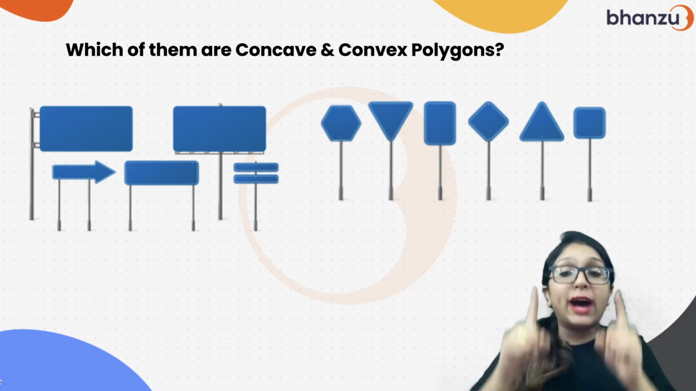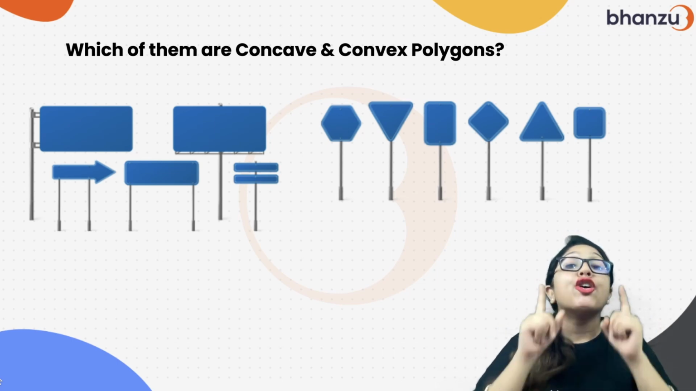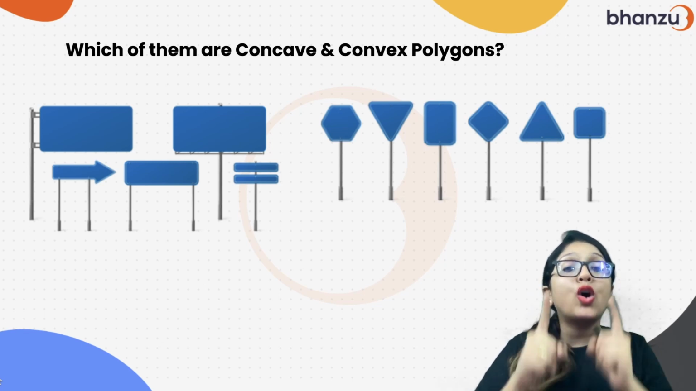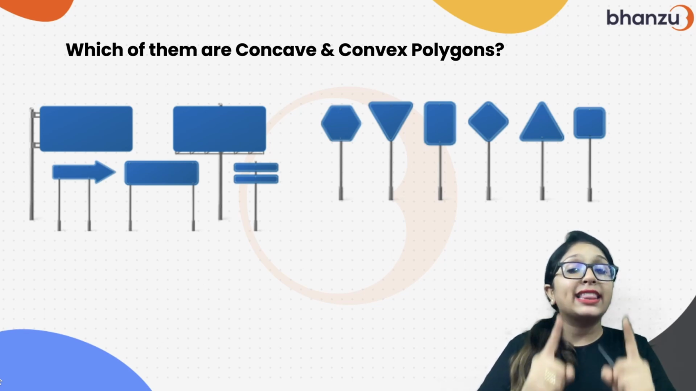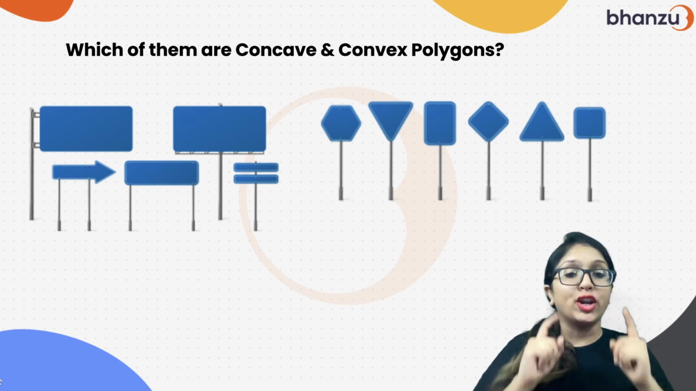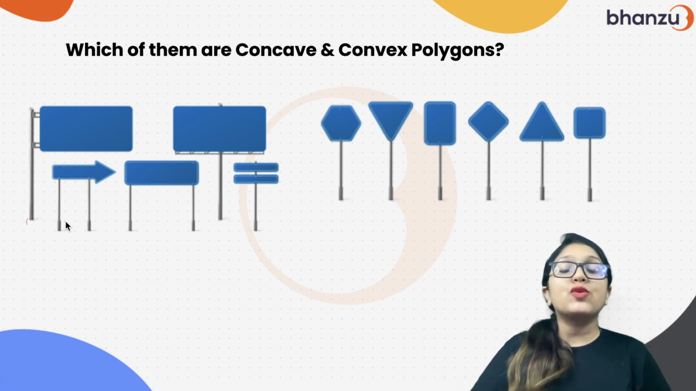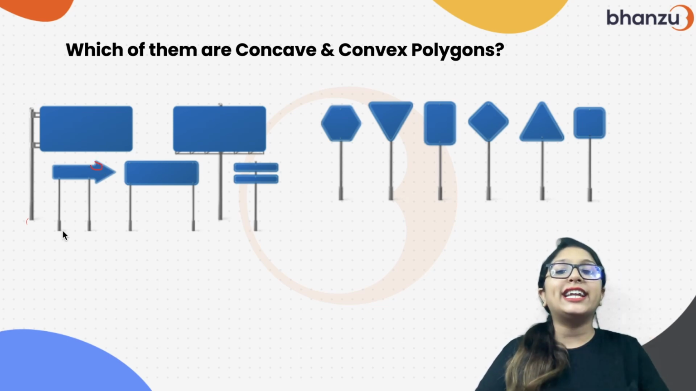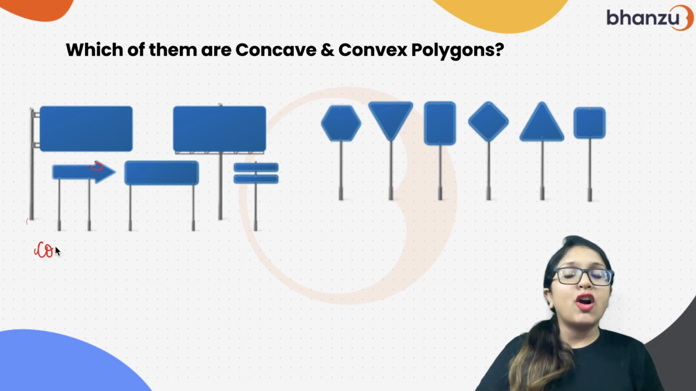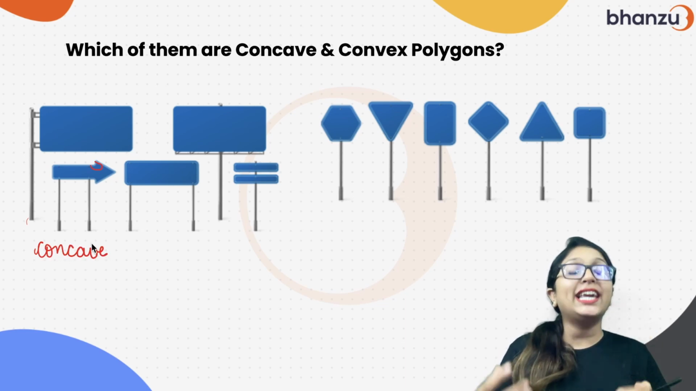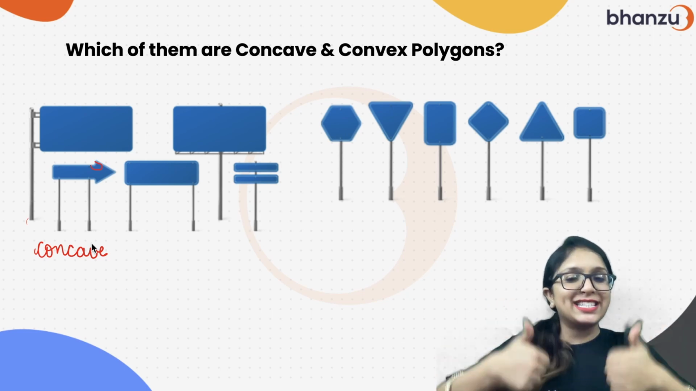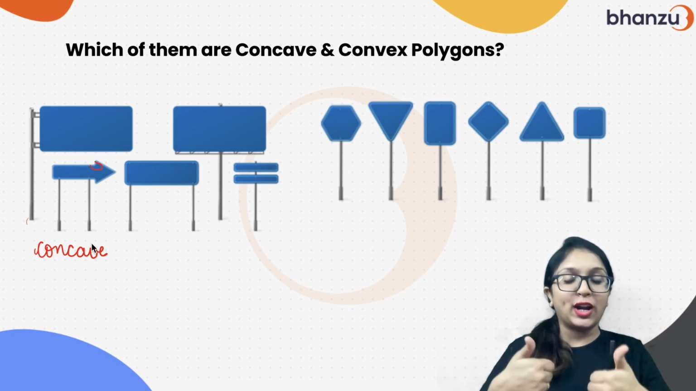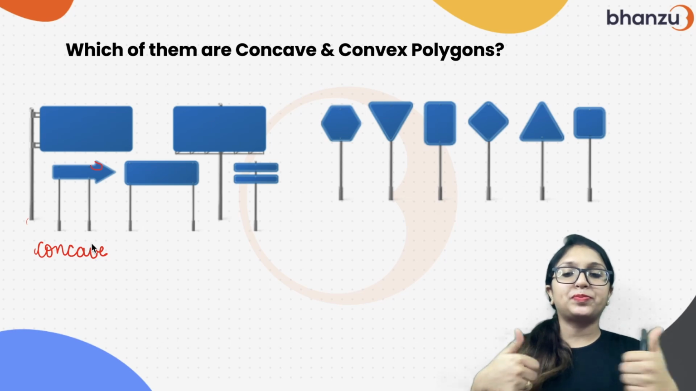But there is only one polygon where we can see one of the angles as more than 180 degrees, and that is the concave polygon. So you can quickly see which one is the concave polygon. This arrow. So here you can see that this is more than 180 degrees. So this is the concave polygon and the others are the convex polygons. Is that clear to you? I hope you do not have any confusion.